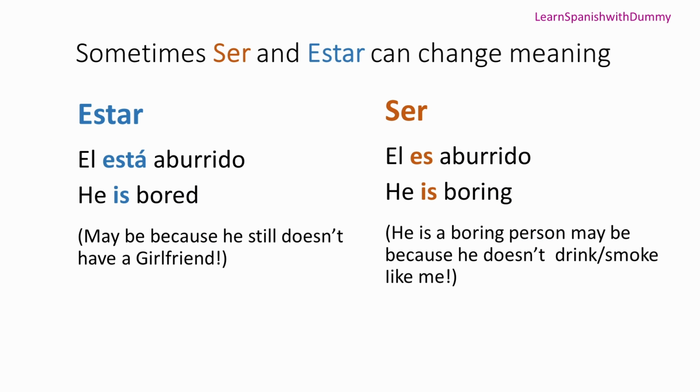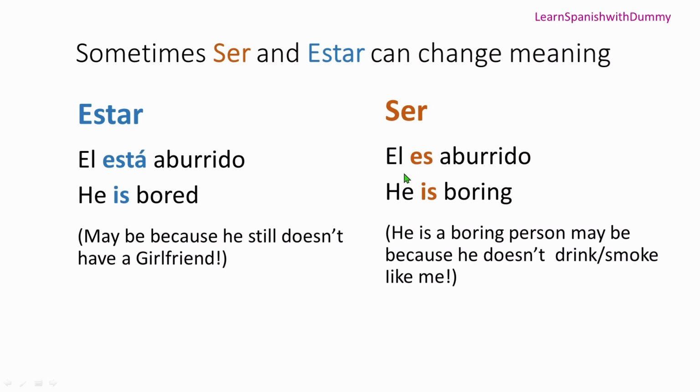Let's move ahead. Now, sometimes what happens when you use ser and estar in the same kind of situation, the whole meaning of the sentence can change. Okay? So let's see. For example, if I say él está aburrido. Él está aburrido means, now this aburrido means bored. Él está aburrido means he's bored. Okay, he's bored maybe because he still doesn't have a girlfriend. All right, so yeah, he's bored. Okay, it's temporary. This está gives a sense of something temporary.